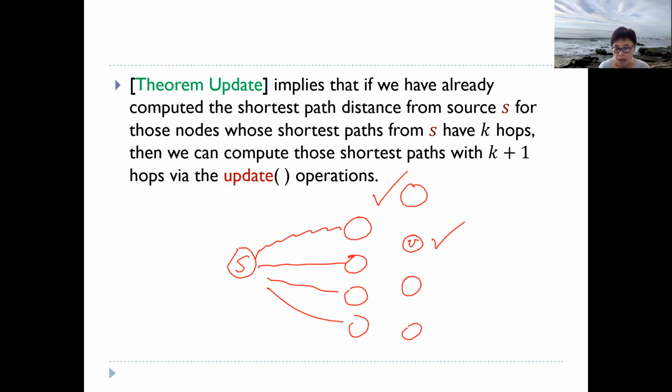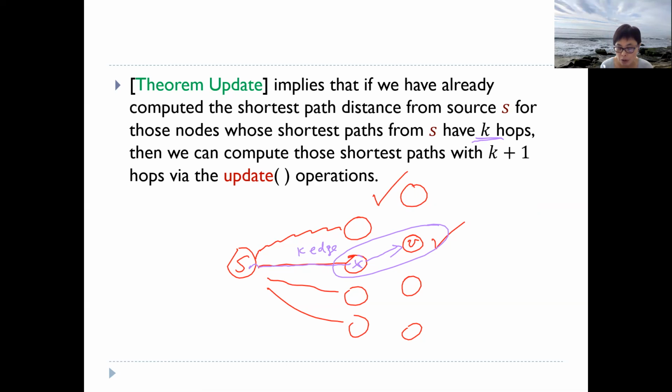Why? Because if the shortest path from S to V has k+1 edges, it must first go through some node X whose shortest path has k edges, plus the last edge from X to V. By our assumption, the estimate to X is already correct. By performing an update on this edge, by the theorem we saw just now, the estimate to V must be correct afterwards as well. So that's the idea.